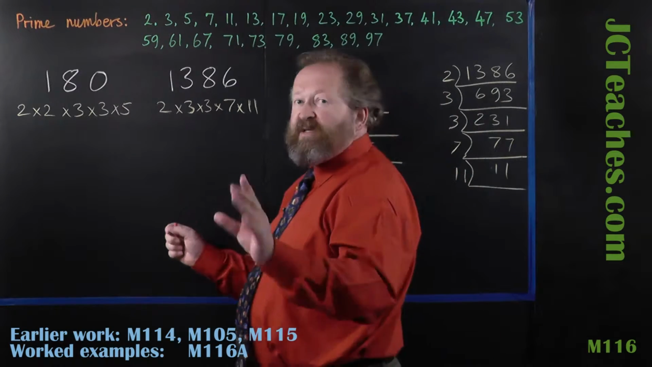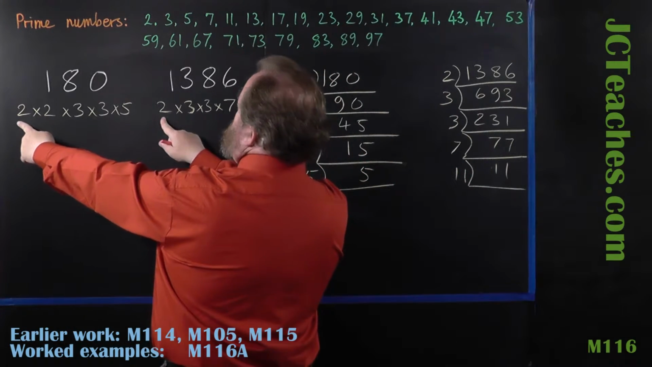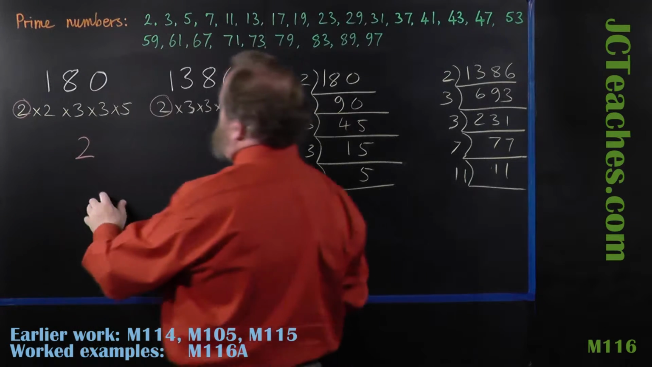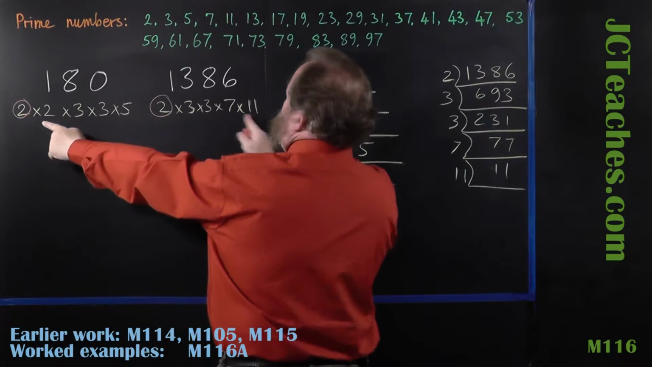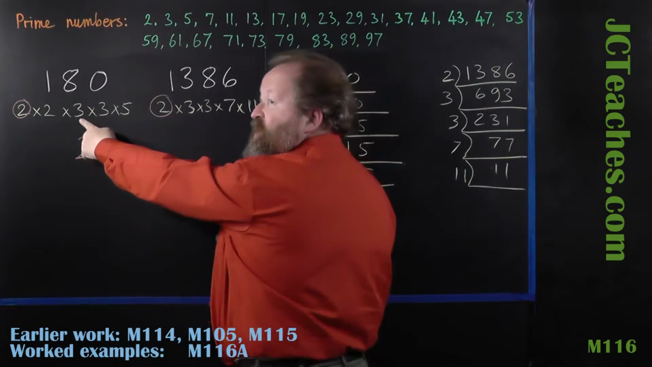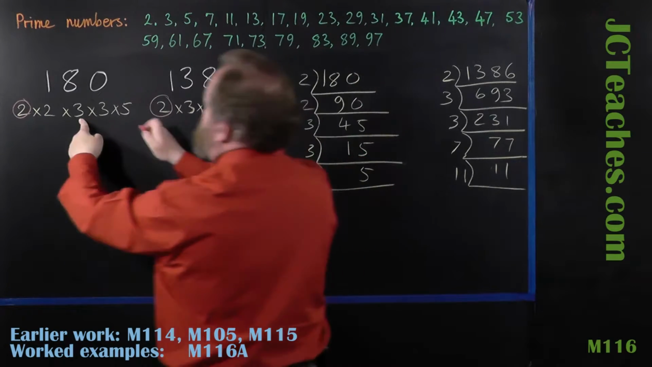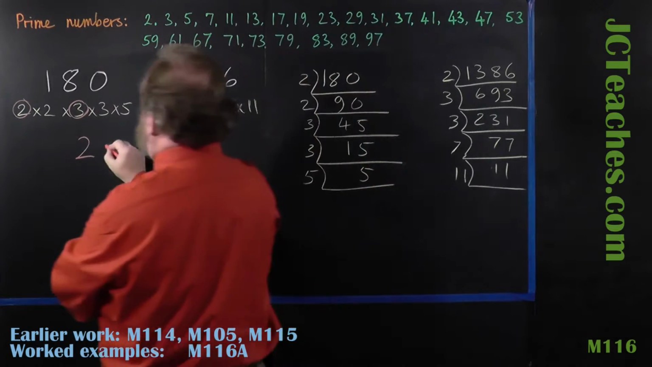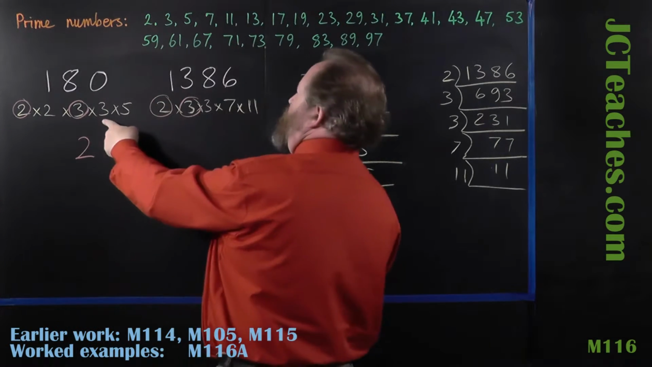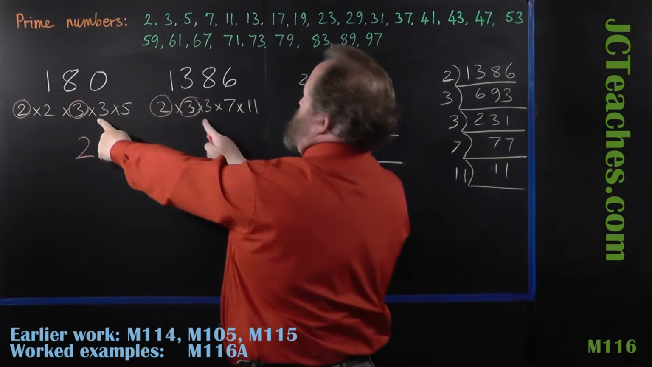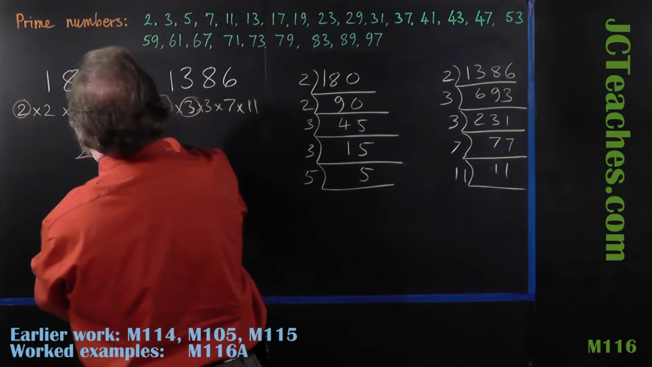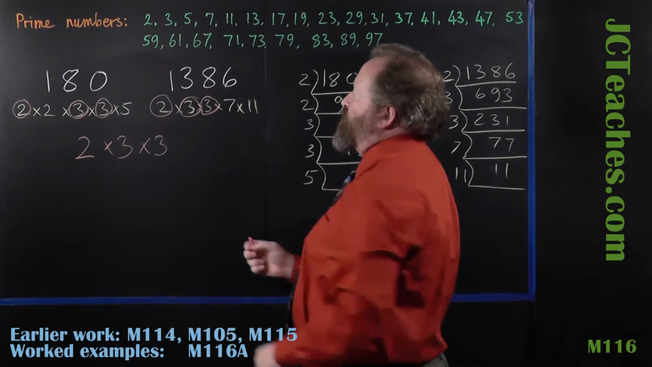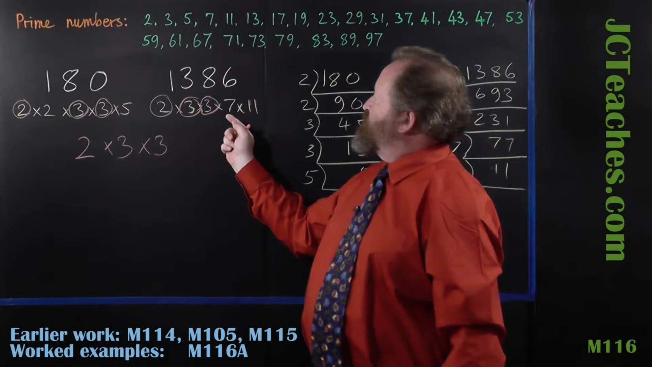So, firstly, I can see that I've got a 2 in both of them, so I can use that. So I can put 2. And there's another 2 here, but not over there, so I can't use that one. There's a 3 here, and there's a 3 there. So the 3 appears in both, so I can use the 3. My next number is 3. There's also another 3 over here, so we can use that one. The 5, of course, doesn't appear in this one, and nor do the 7 or 11 appear in that one.